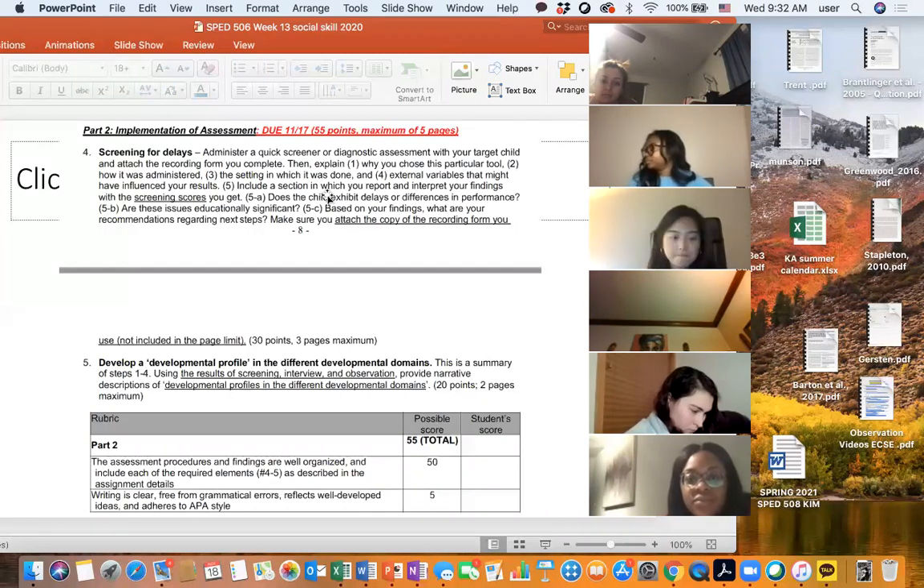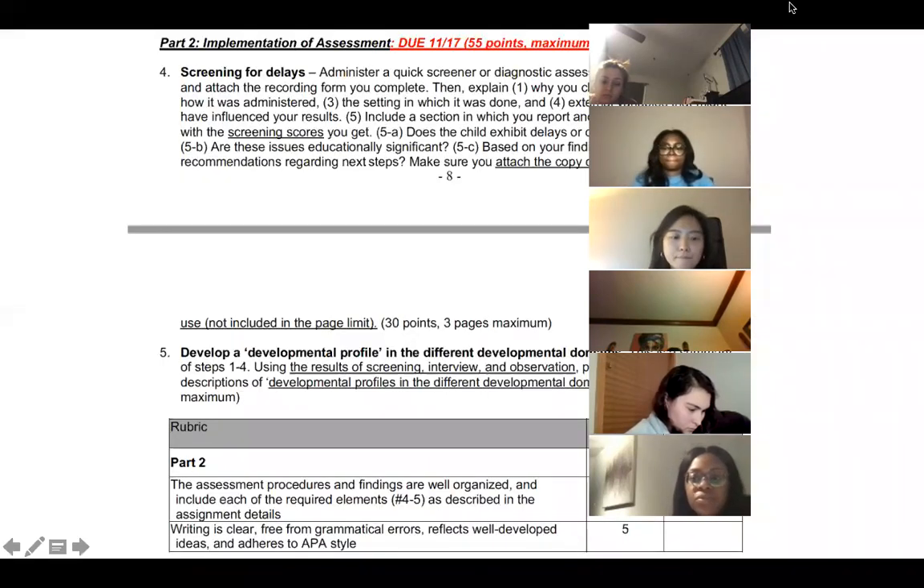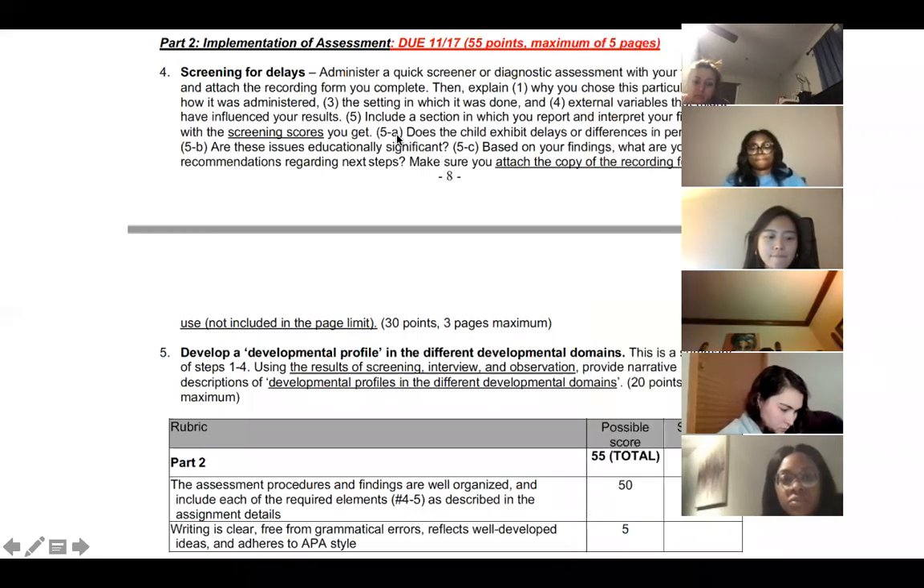Okay, so this is part 2. You see that PowerPoint? Part 2: make sure you describe items 1, 2, 3, 4, 5 in your paper and you attach the recording form you have used.